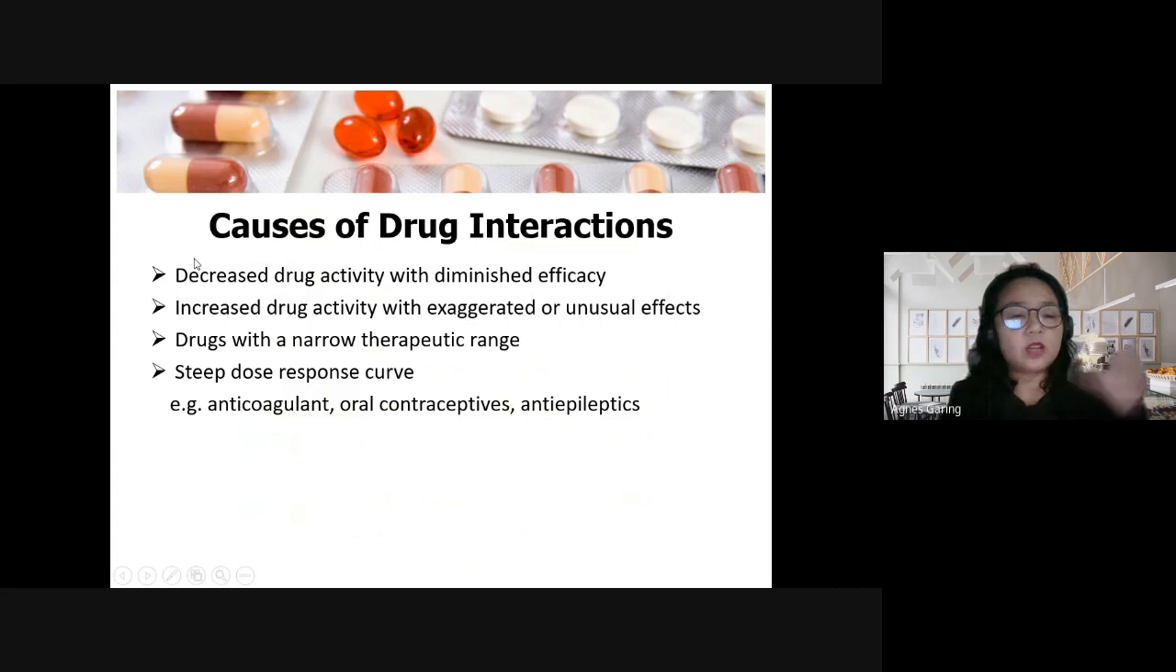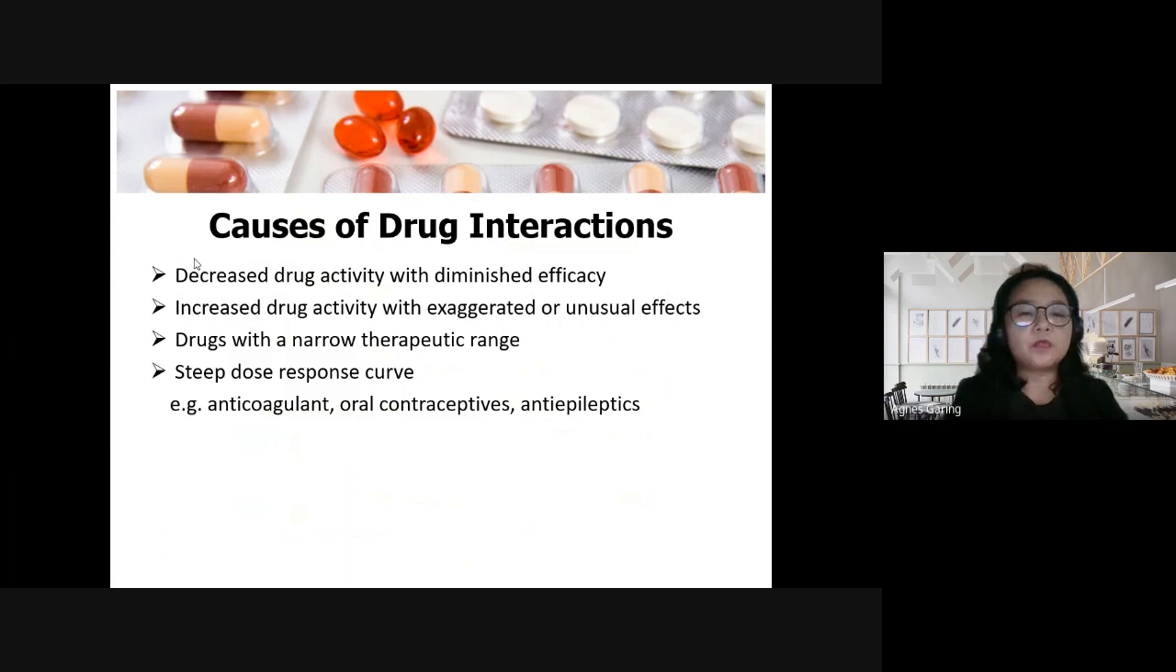Drug A, for example, if taken with drug B, drug A's efficacy will diminish or decrease in drug activity. That's a possible interaction. Another is drug A if taken with drug B, so the drug B ay magkakaroon ng synergistic effect, let us say. So these are different effects of drug interactions.